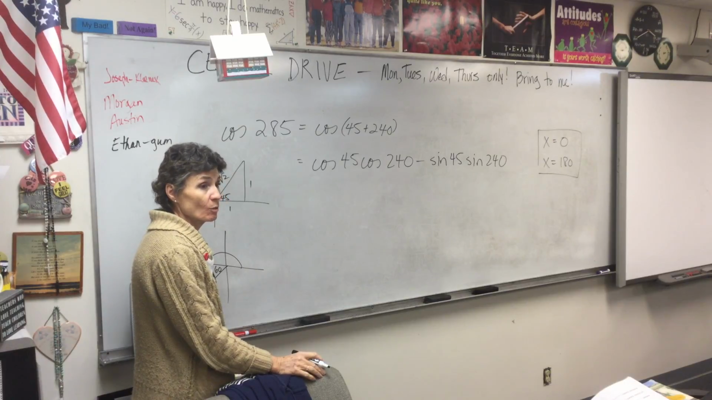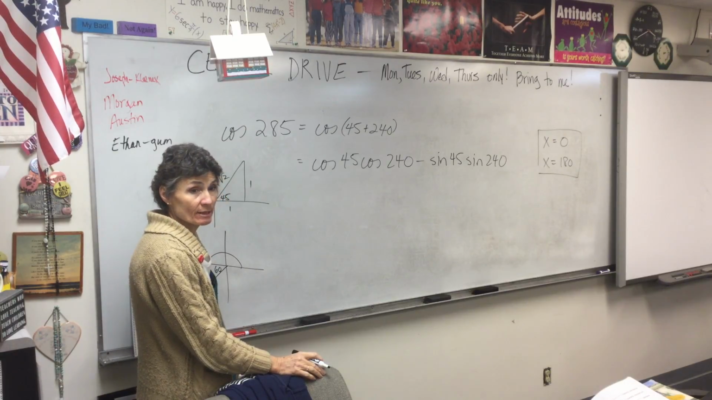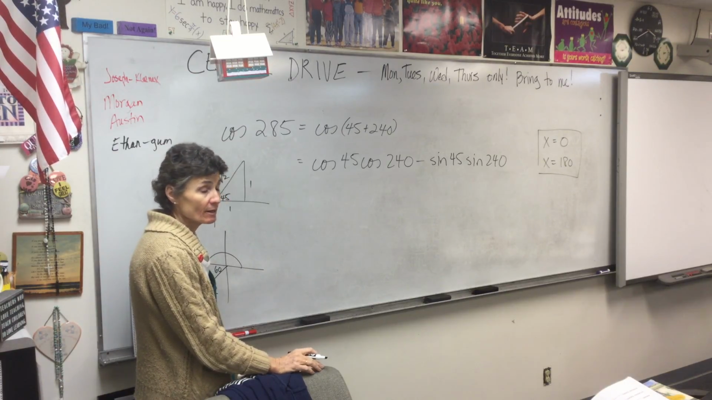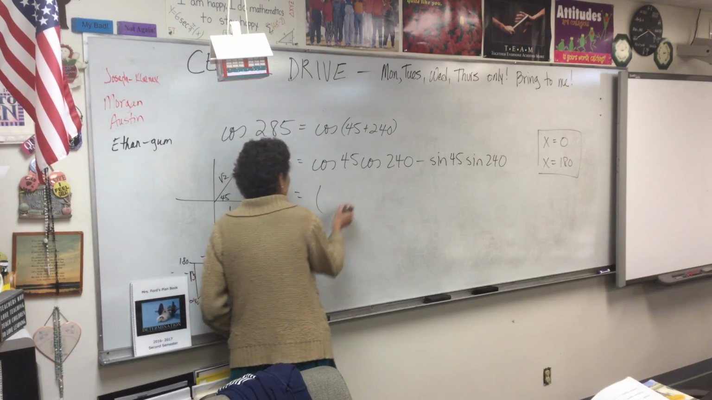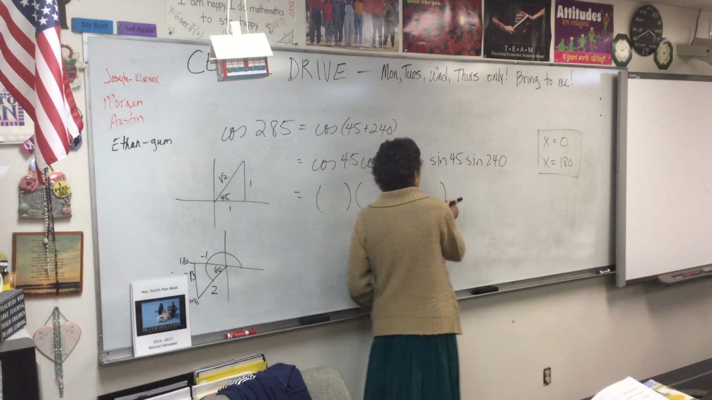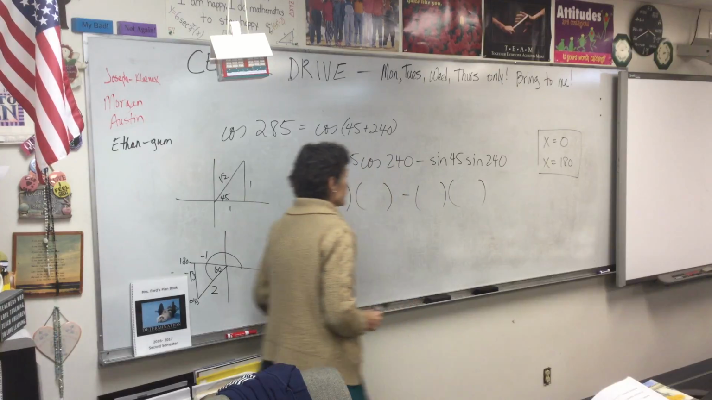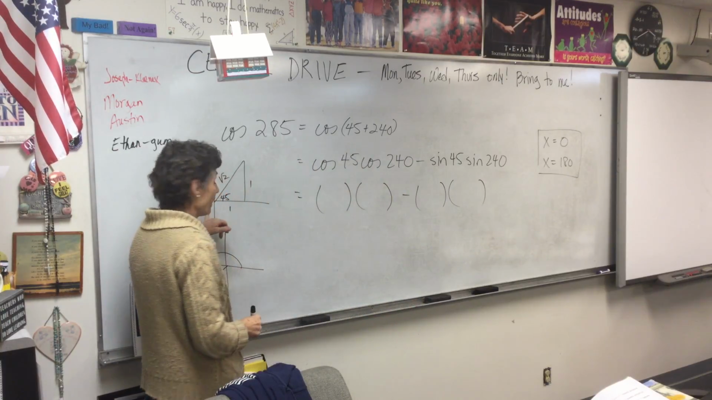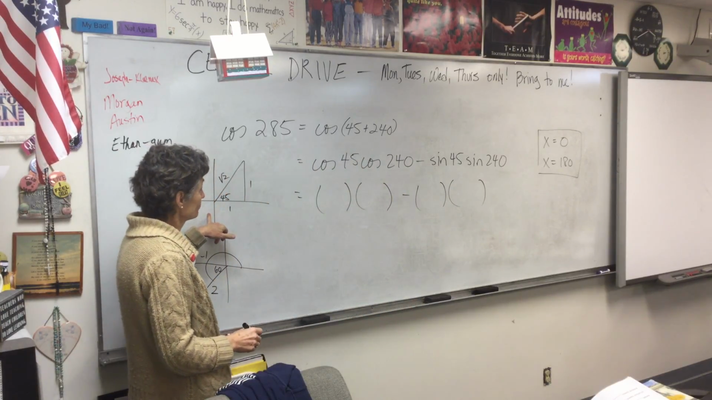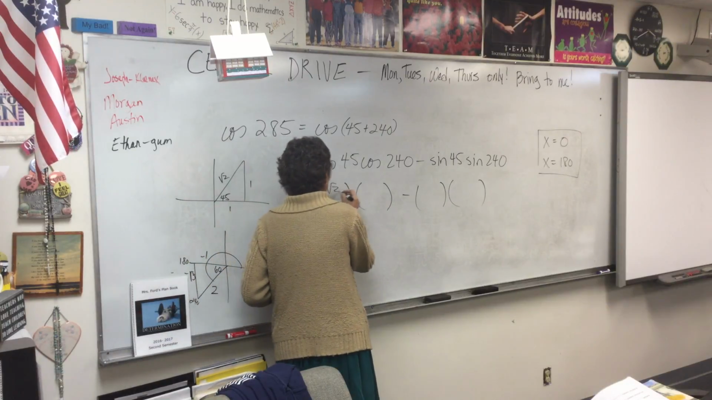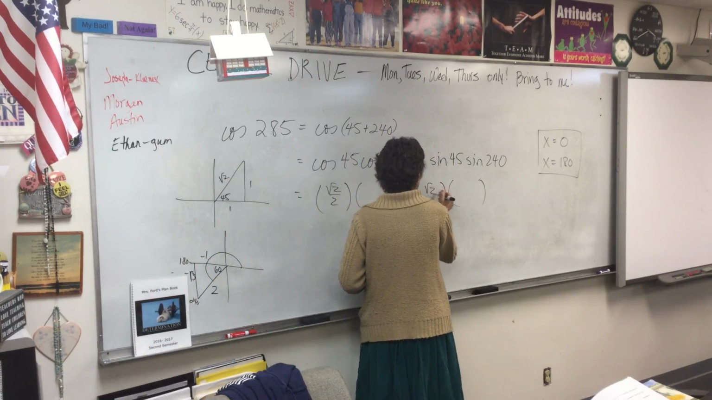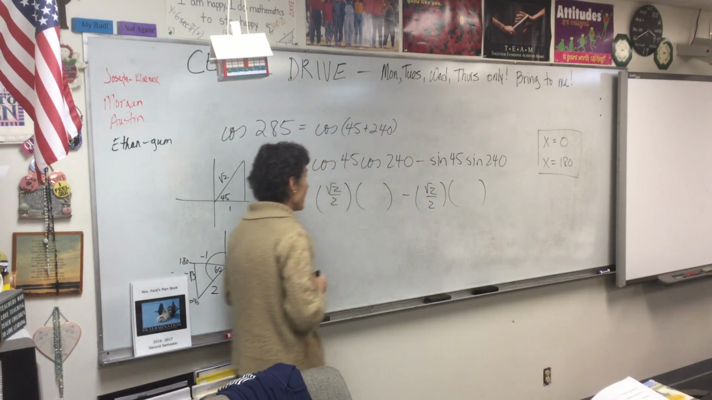Everybody still with us? Know why we use that formula? Understand all the signs and everything in there? So now we just start plugging in. Cosine of 45, root 2 over 2. And so is the sine of 45, so I'm going to fill it in, those two match.